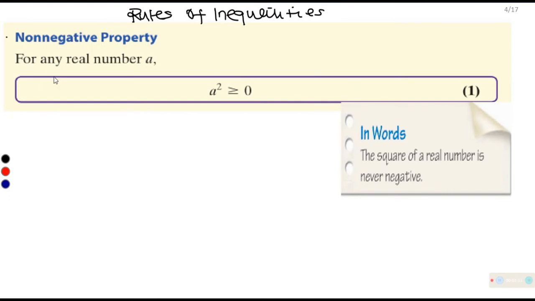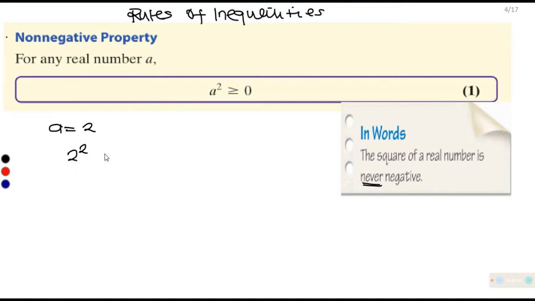the non-negative property. That is, for any real number a, a squared is greater than or equal to 0. This is what it means in words: the square of a real number is never negative. For instance, if a equals 2, the square of a real number is never negative. Remember the word never, that is, cannot be negative.